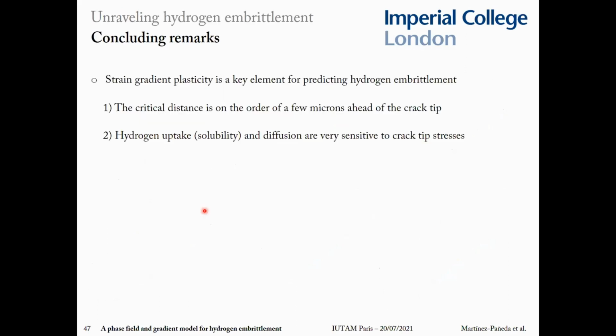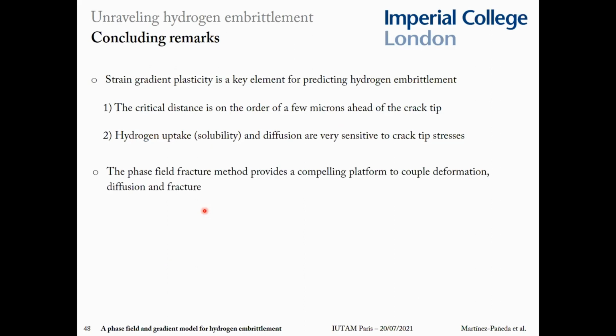So that's all. I will just conclude by saying that I think that strain gradient plasticity is a key element in developing predictive models for hydrogen embrittlement. The two main reasons for this are that the critical distance is on the order of a few microns ahead of the crack tip, and that the material solubility, so hydrogen uptake, but also hydrogen diffusion, are very sensitive to crack tip stresses. So you really need to resolve that micro scale to get your critical variables right over your critical distance.